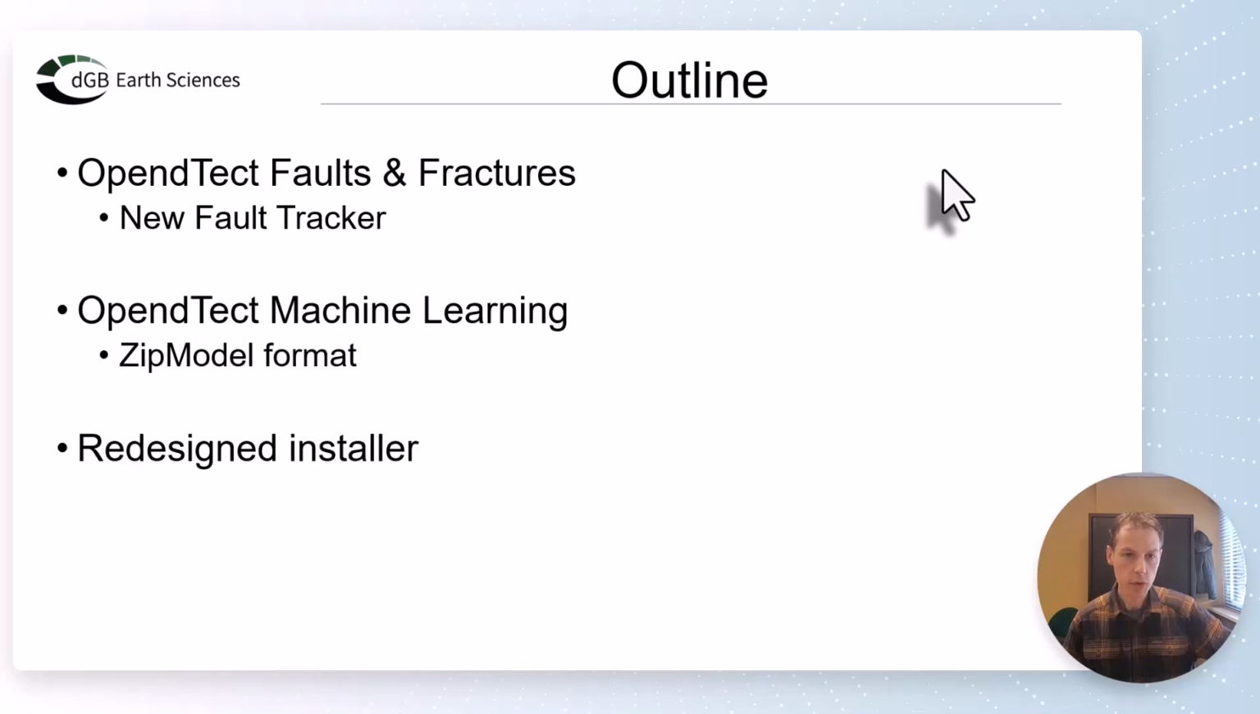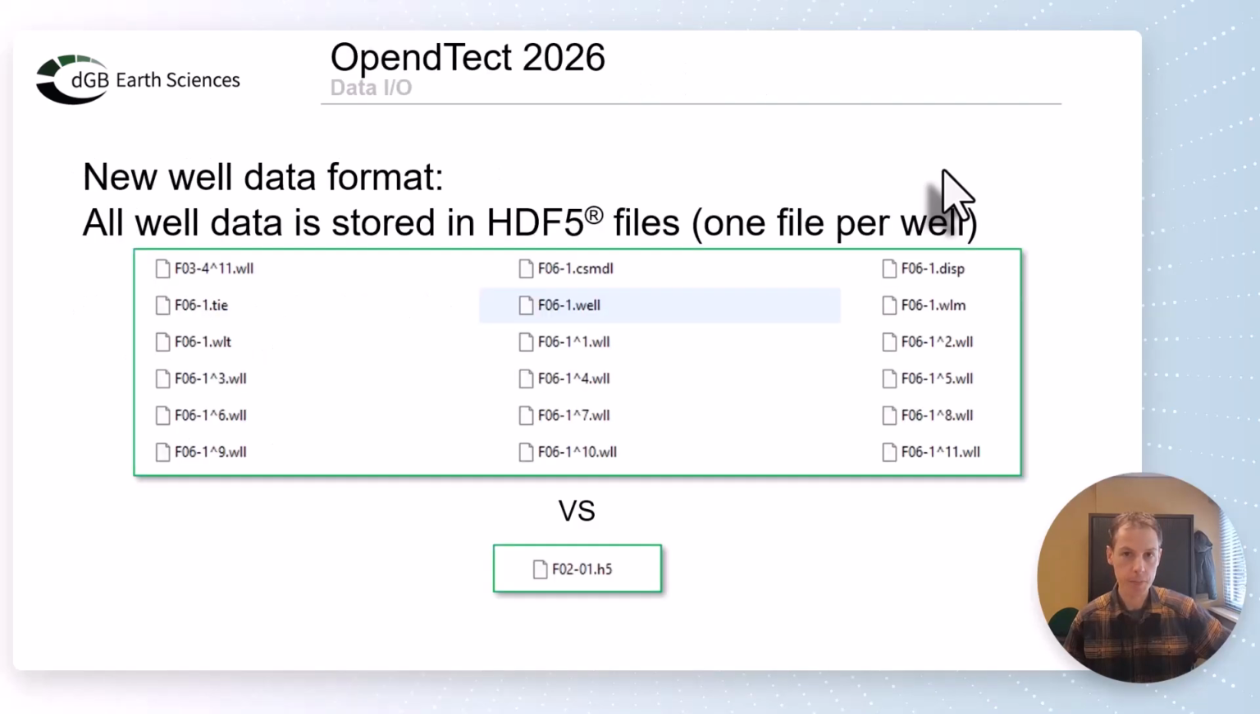Thereafter, we'll have a look at two major new features. One is the new fault tracker within the fault and fractures plugin, and another one is the zip model format within the OpendTect machine learning plugin. Finally, I also want to present you our redesigned installer for managing the OpendTect installations.